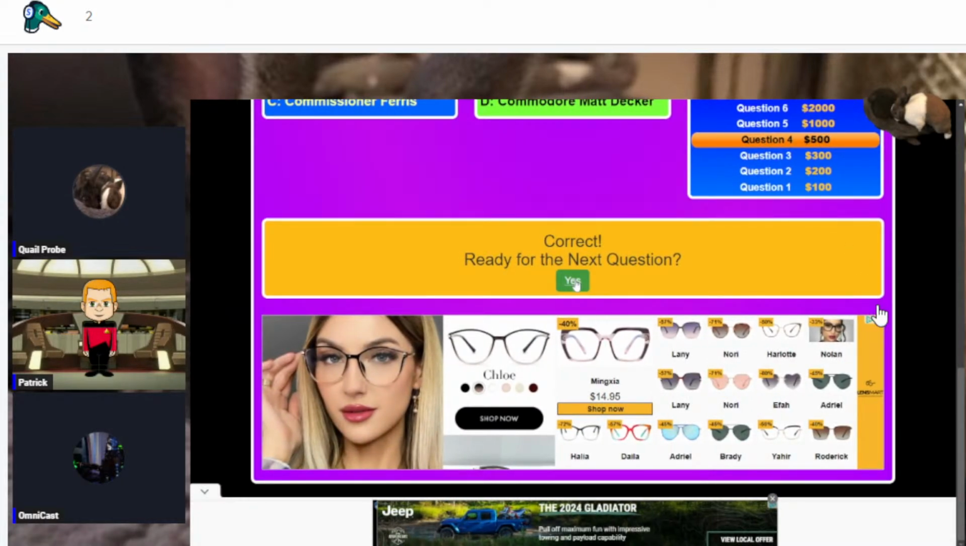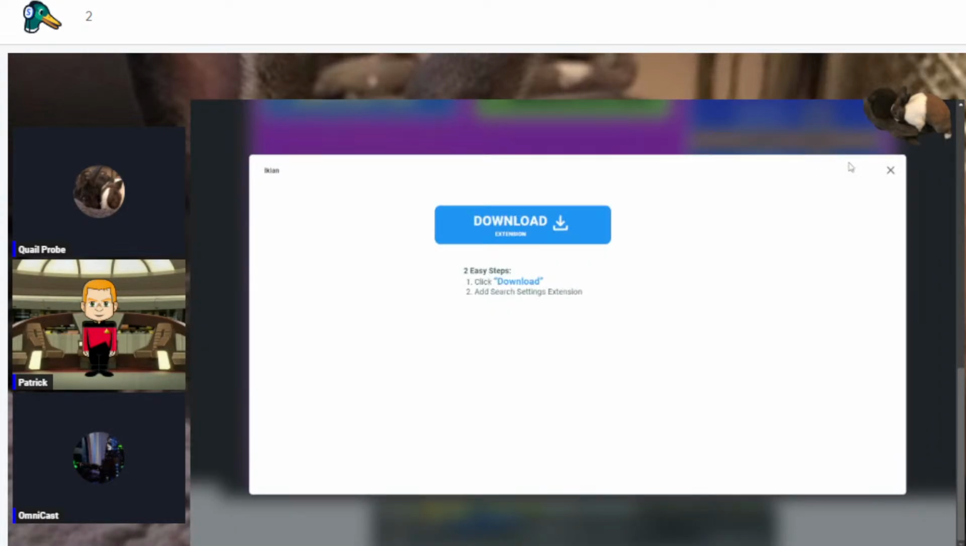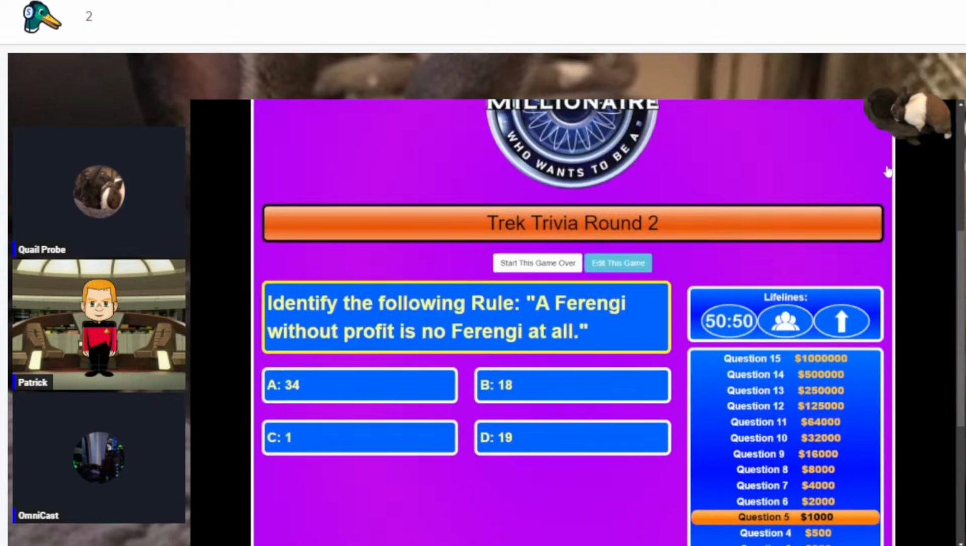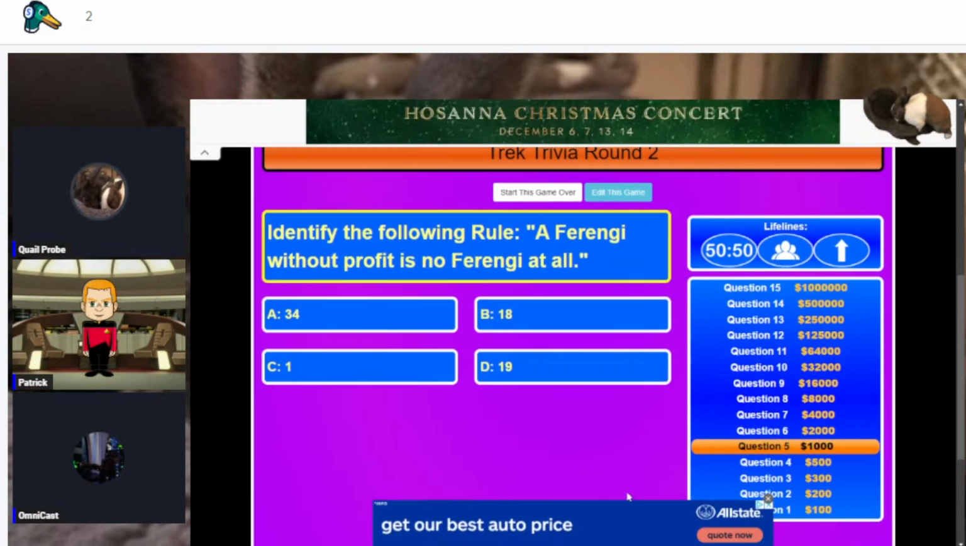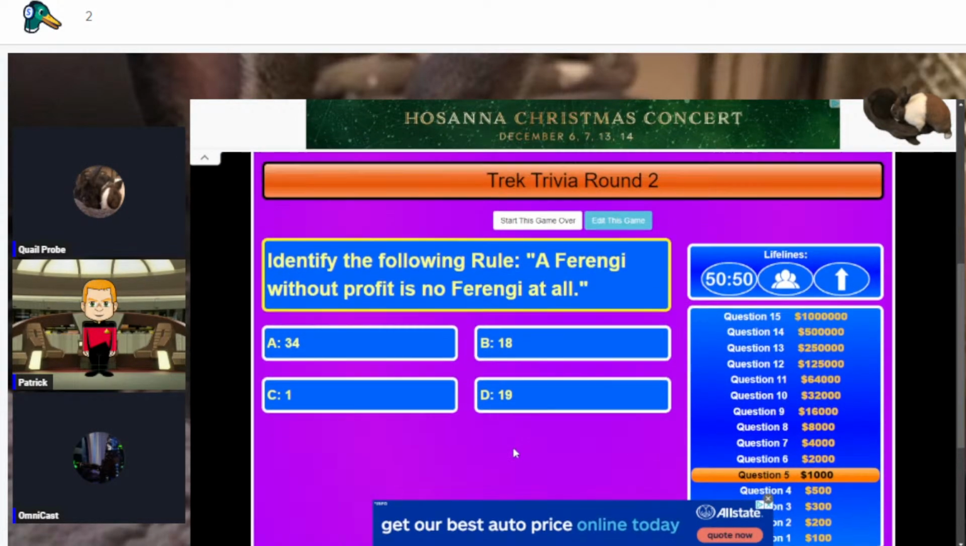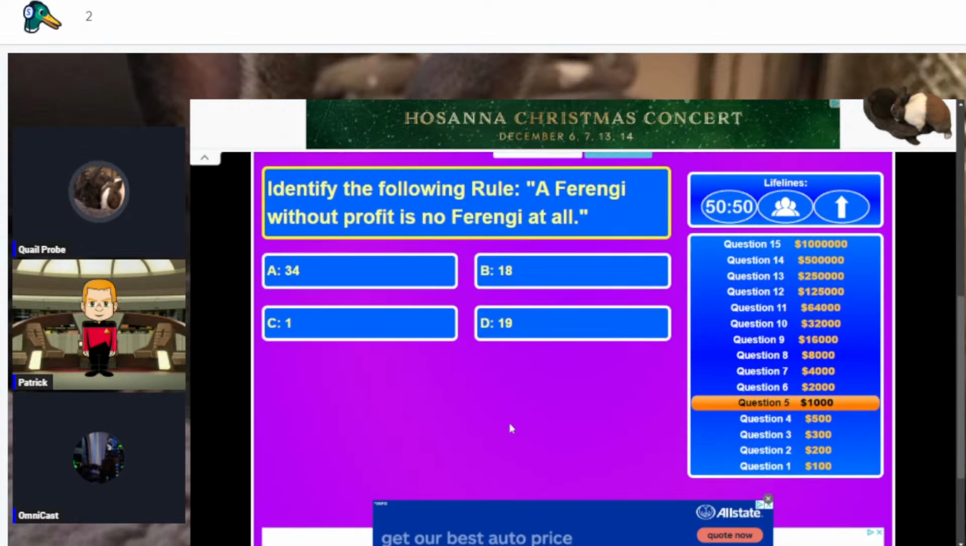That's also correct. Okay. No, we don't want to download whatever this ad is. All right. We're at the first threshold of 1,000. Identify the following rule. A Ferengi without profit is no Ferengi at all. Is that Rule 34, Rule 18, Rule 1, or Rule 19? Oh, geez. It's not 1. I don't know. I don't know my rules very well. I'm going to have to poll the audience.